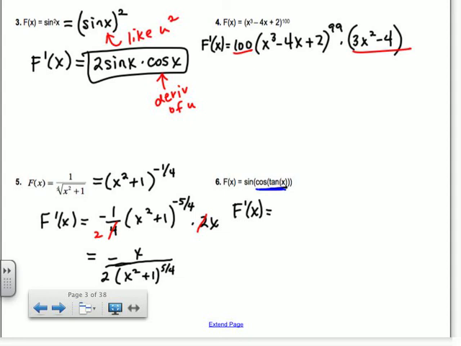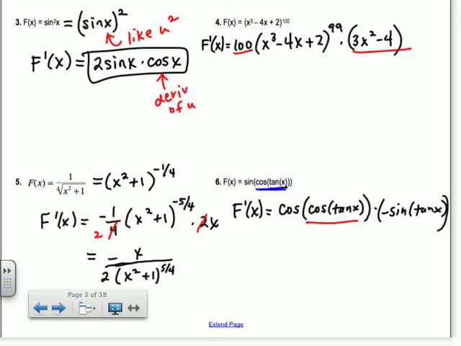So if I just had sine of something, how do I take the derivative of it? Cosine of something, right? So we're first going to start out with cosine of the whole inside part, so cosine of tangent of x. But then we need to multiply by the derivative of what's inside. So what is the derivative of cosine of tangent? Negative sine of tangent.